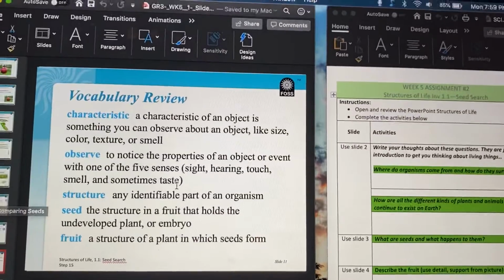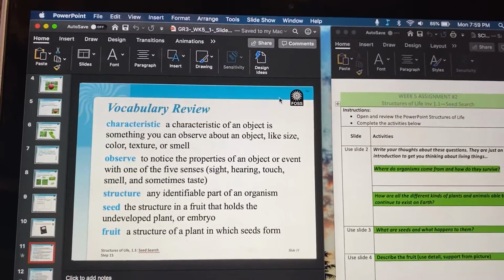So that's pretty much it for day 2. And that's all you have, only 2 assignments for the week.